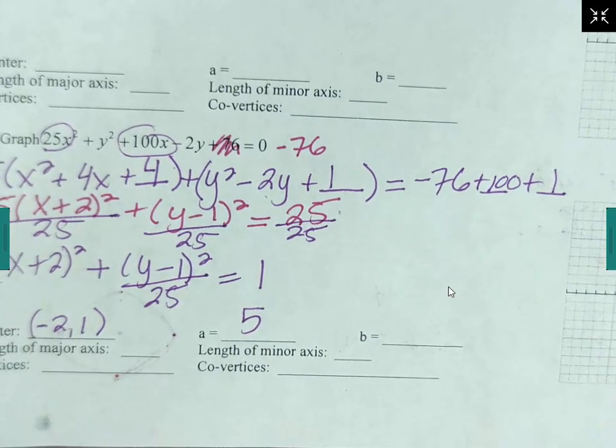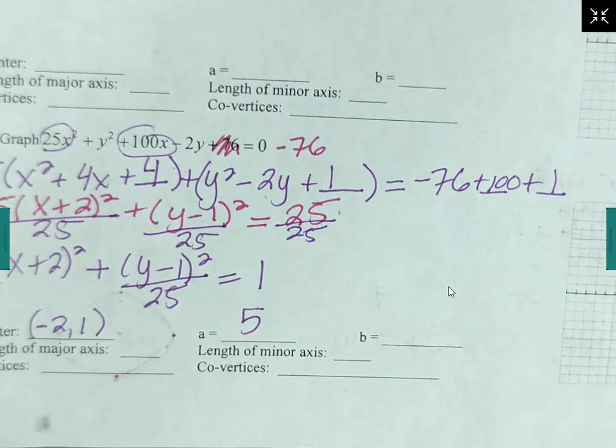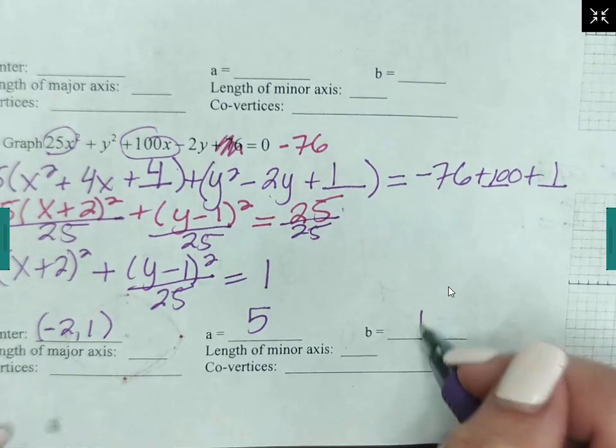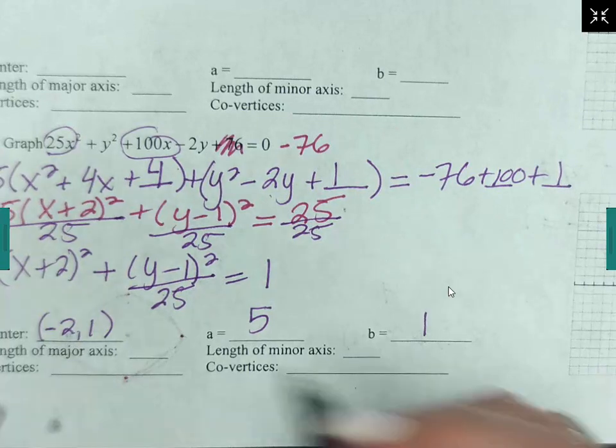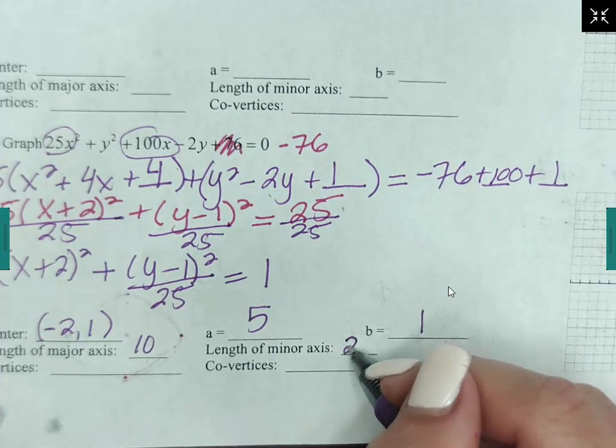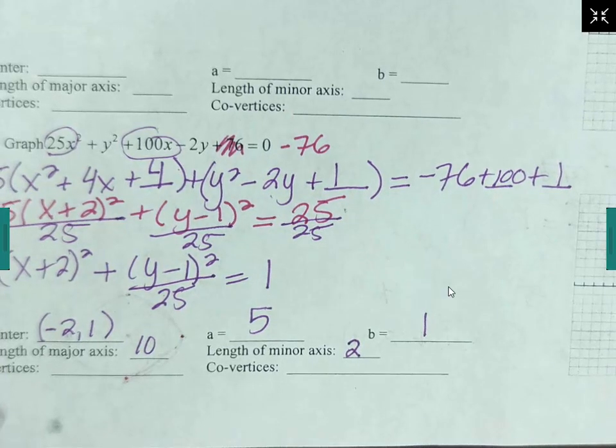Do y'all see why A is 5 here? Right. And then what's B? What's B? 1. The length of the major axis? Length of the minor axis? 2. Because remember, it's 2 times B.